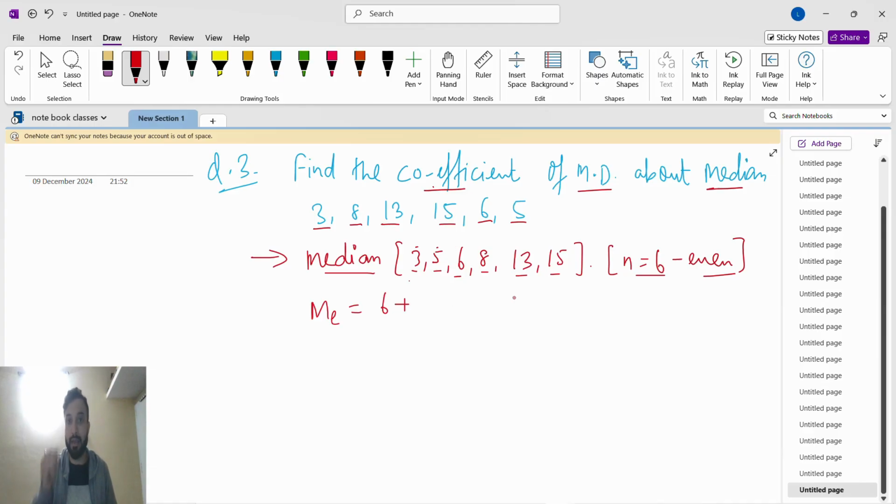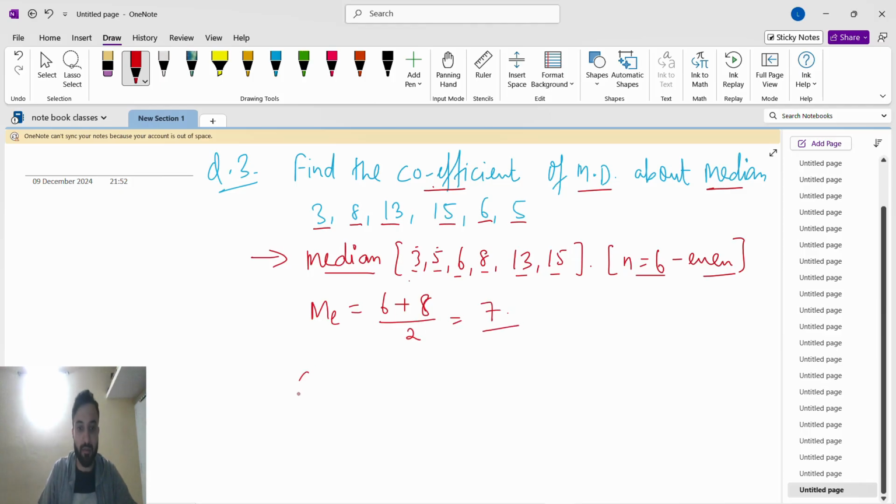6 plus then n by 2 plus 1. Those who don't know, guys, I am not going to write it here. Just go back, understand how to find the median. If you don't know, guys, just go back, understand how to find the median for ungrouped data, and then come back and solve this. Okay. So n by 2 plus 1. So n by 2 is 6 by 2 is 3, plus 1 is the fourth value. The fourth value is 8. So 8 plus 6, 14, divided by 2 is 7.